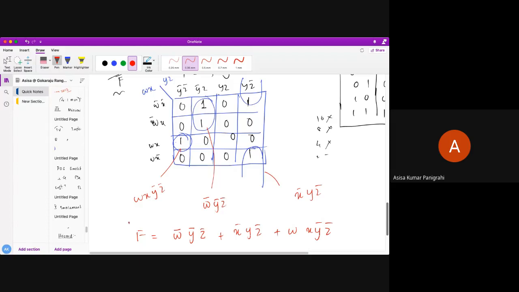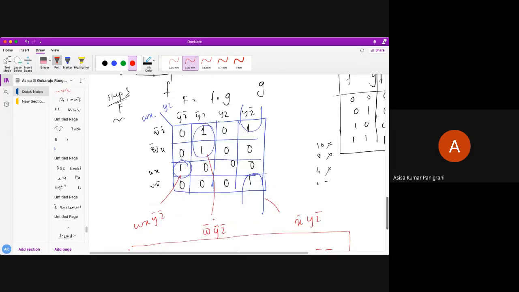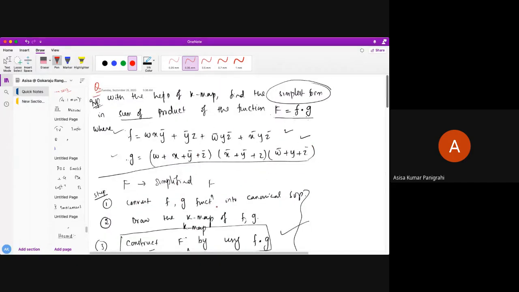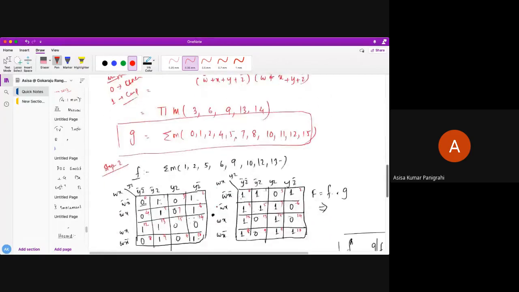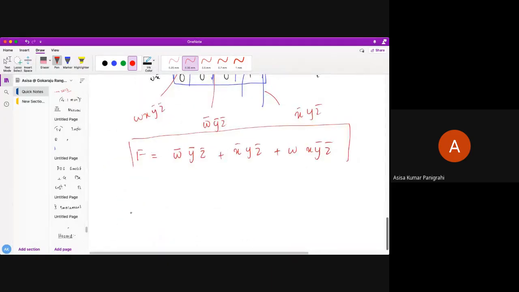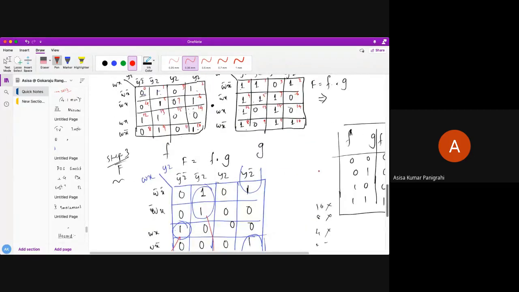So this is very important, students. In some questions they may also ask to realize it, using NAND realization, NOR realization, anything they can ask. Here in this question they have not asked to realize, they have just asked to find the simplest SOP form of capital F, which I have done like this. Do you all understand? It's very important. This is a question we can get in the exams as well.